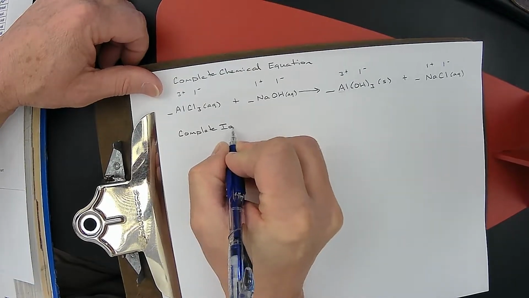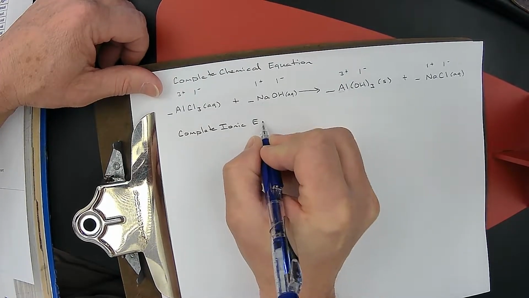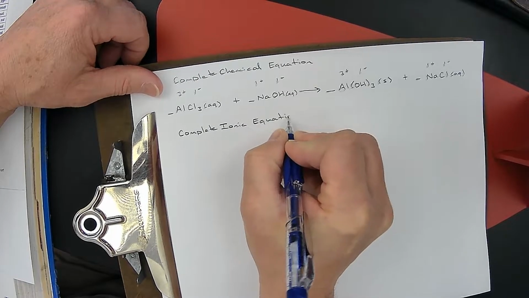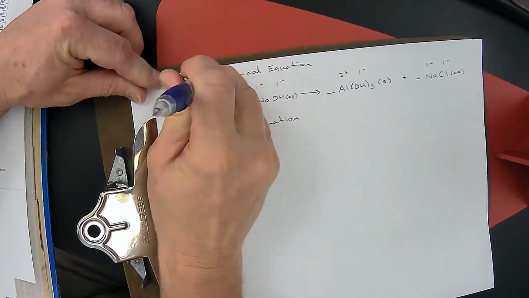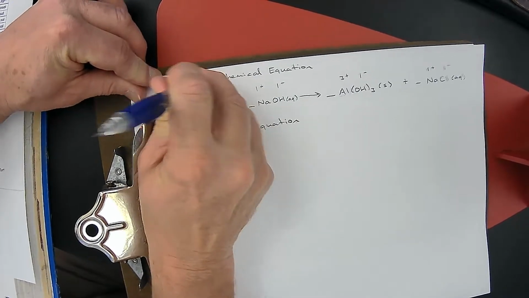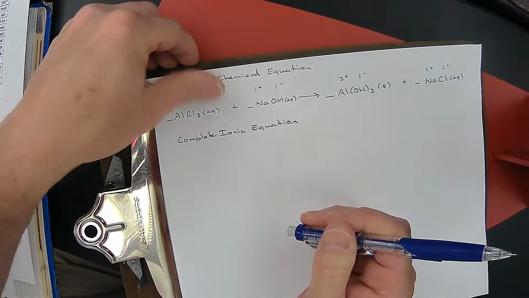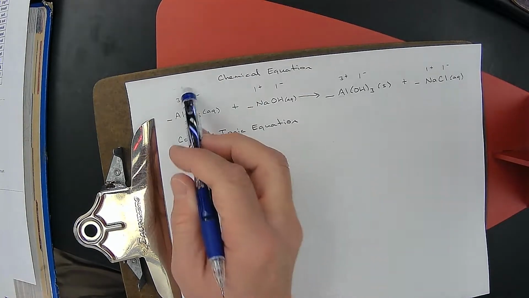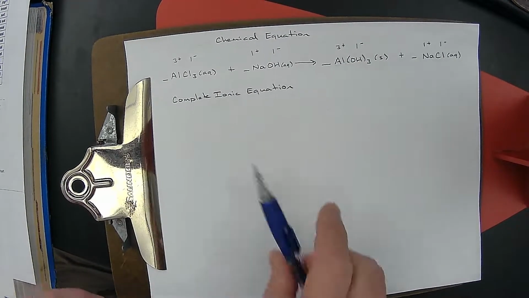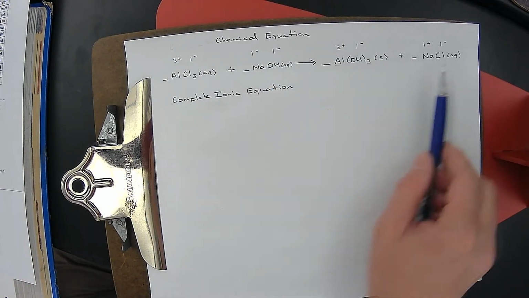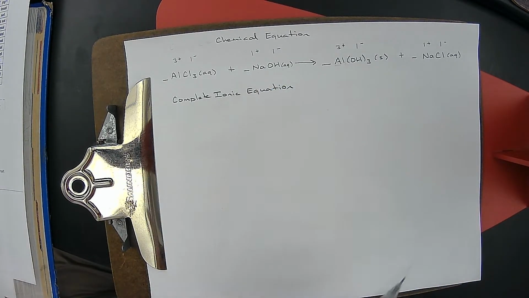And when I look at the book, technically this top equation is just simply called the chemical equation. They don't use the word complete chemical equation. So I want to make sure I'm using the same terminology. So this is just the chemical equation. This is the complete ionic equation.